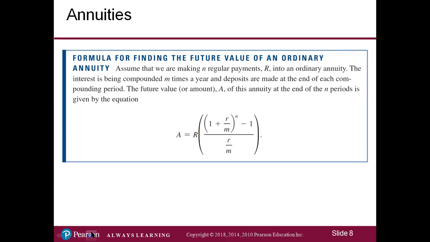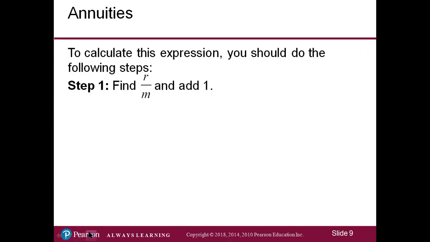Formula for finding the future value of an ordinary annuity. Assume we are making regular payments R into an ordinary annuity. The interest is being compounded m times a year, and deposits are made at the end of each compounding period. The future value or amount A in the annuity at the end of n periods is given by the equation A equals R times the quantity 1 plus r over m, quantity raised to the power n minus 1, divided by r divided by m.